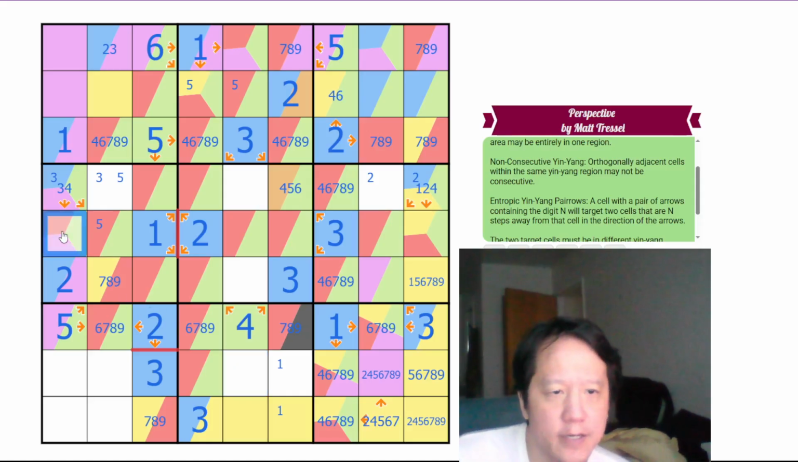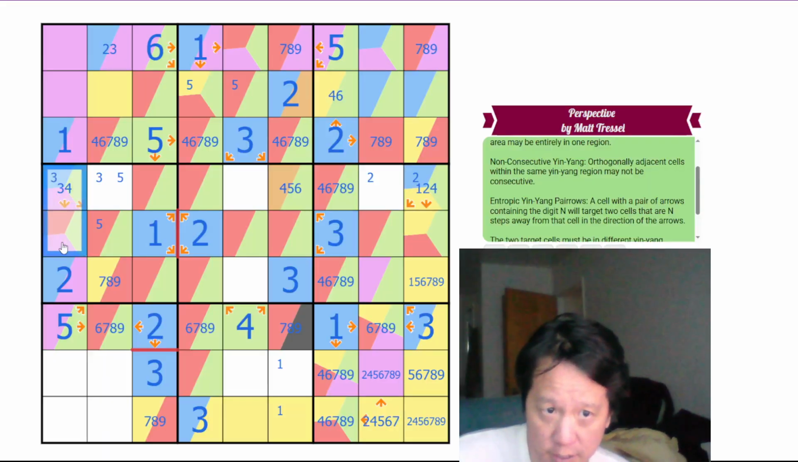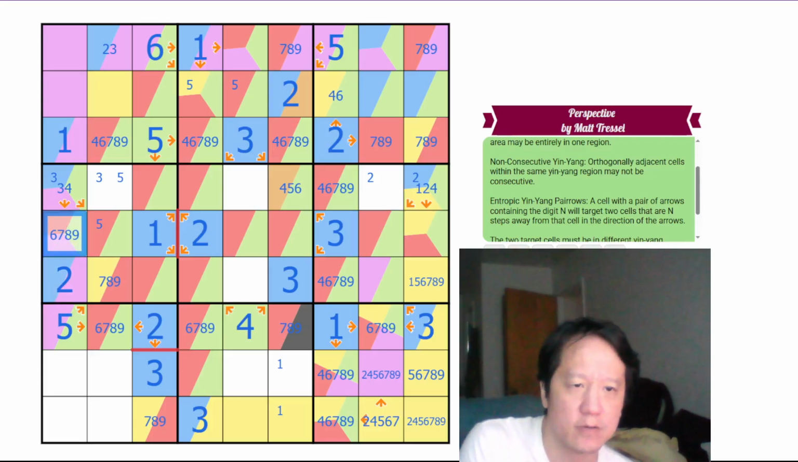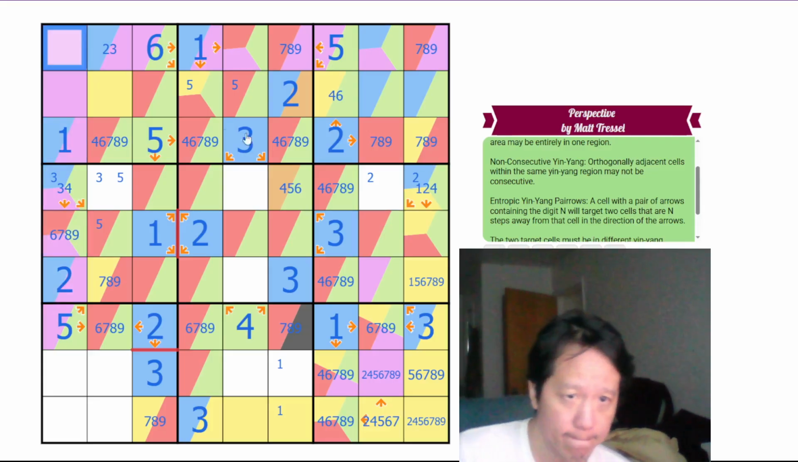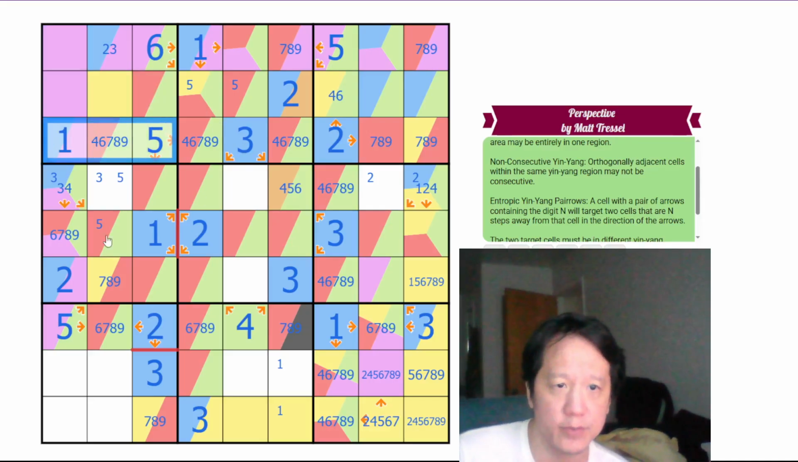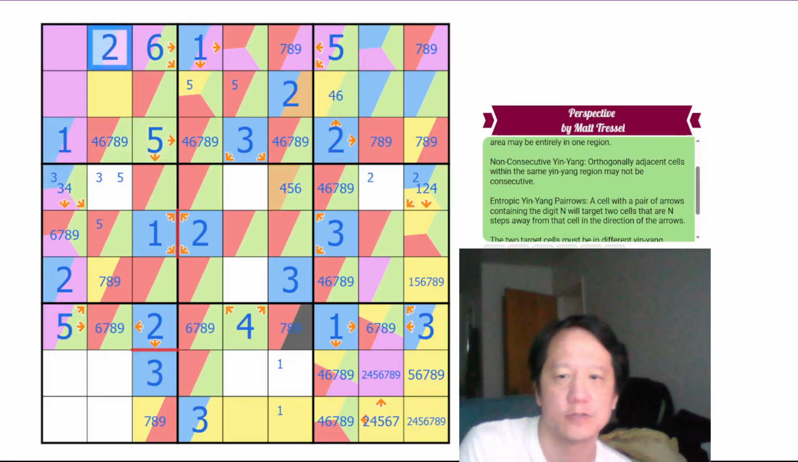This cannot be 3 or 4 because they are the same region and therefore they would be consecutive. Has to be 6 through 9 there. What about these digits? Okay, 2 can't be here, 2 can't be here, 2 can't be here in box 1, so 2 has to be here. So this is 2.